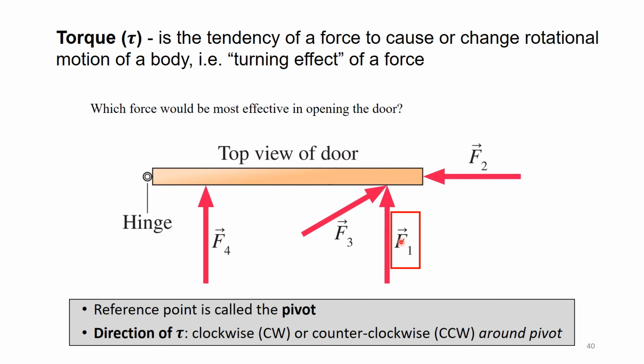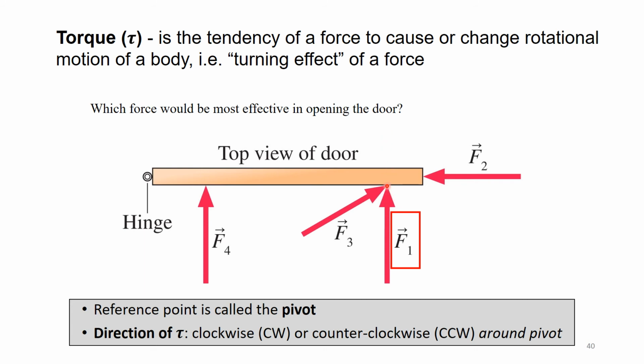So why is F1 more effective than the others? For one thing, F1 is acting far from the hinge. Compared to F4, F1 is further than F4. And then the direction of F1 is acting straight up.